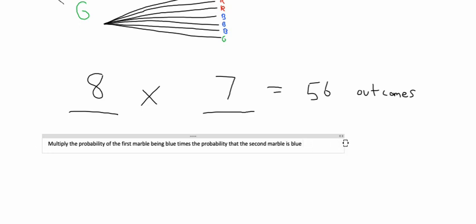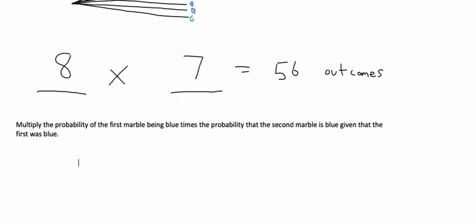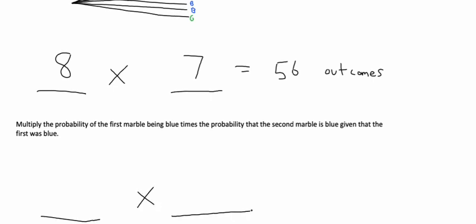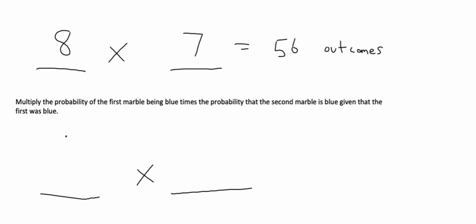However, I have to put in one phrase here. Given that the first was blue. Alright, so in order to do this method, just come up with 2 blanks where we'll multiply the probabilities. The chance of the first one being blue was 3 out of 8.